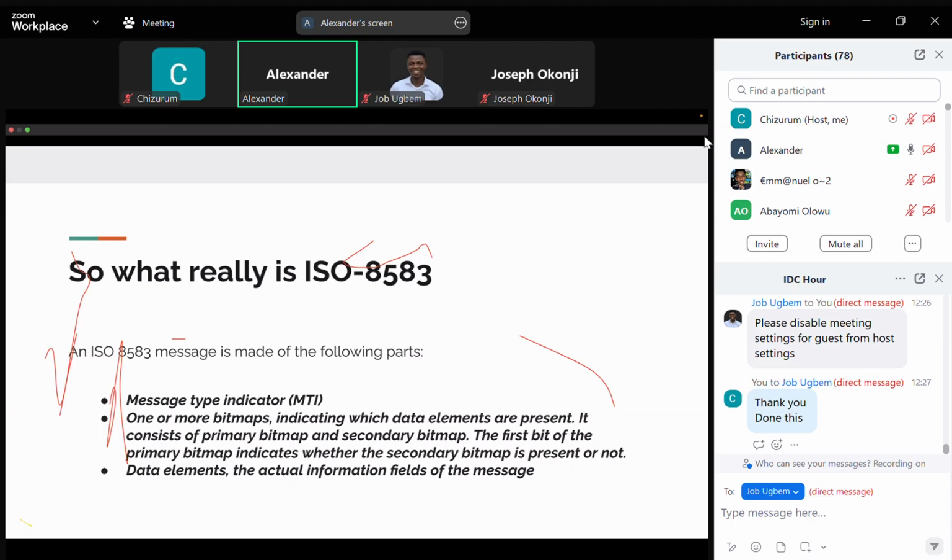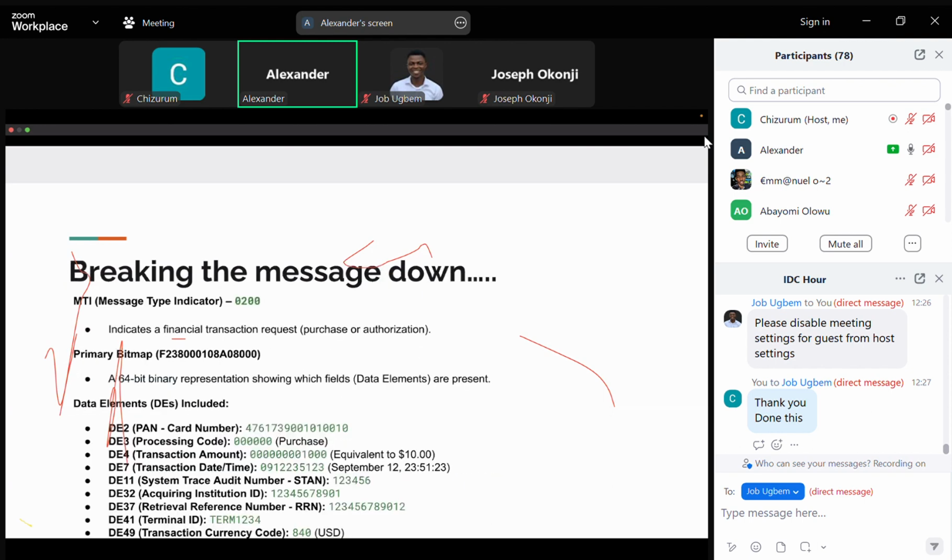So field 5 is supposed to be present, that is mandatory. And then in the bitmap, if the bitmap is not specifying that field 5 is available, right? Automatically, your system should decline that transaction before even sending it upstream, right? And then we have the data elements, the actual information fields of the message rather.